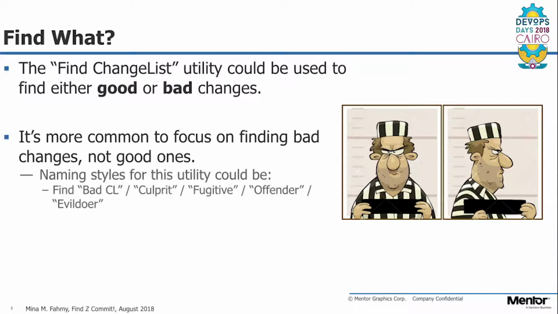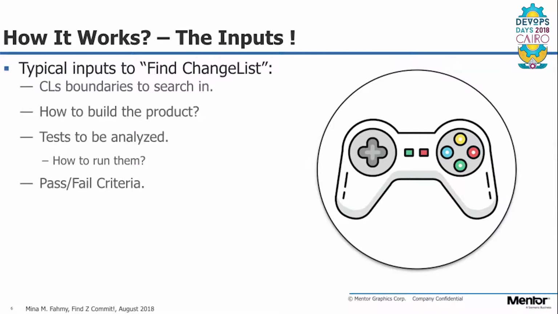So this utility could be used to find either good or bad changes, as I mentioned, but it's more common, at least in my workplace, to look for bad changes. So we find other different names for this utility in different organizations, like find bad CL or find culprit, and so on. So let's have an overview of how this utility works, and let's start with the input.